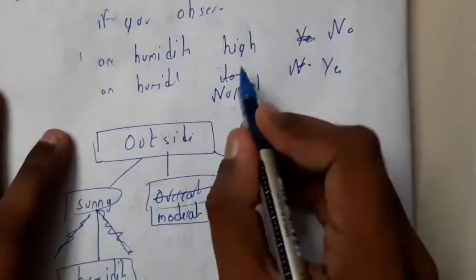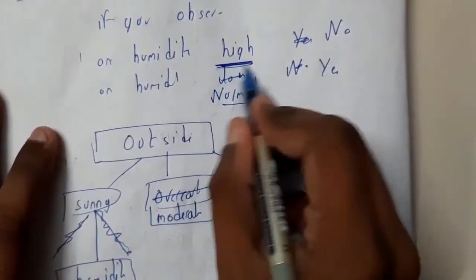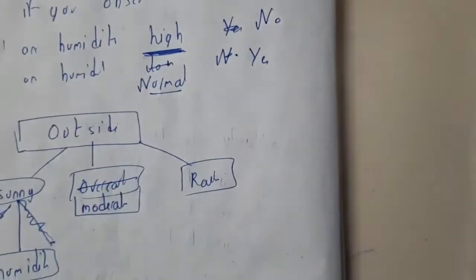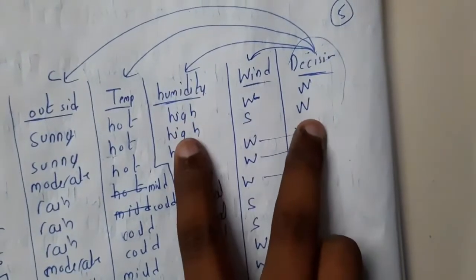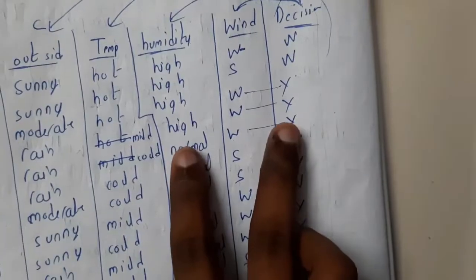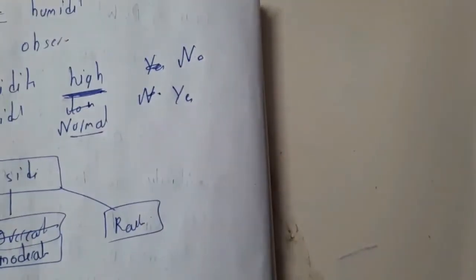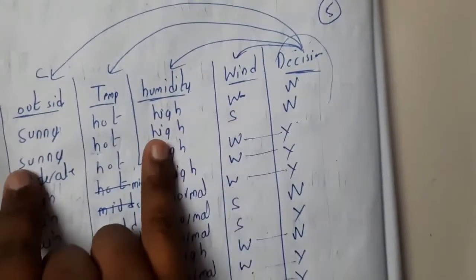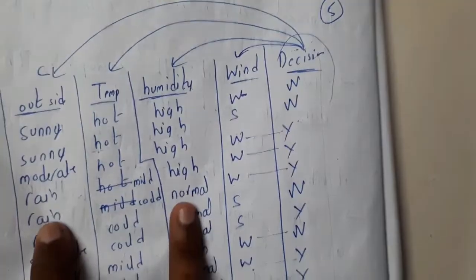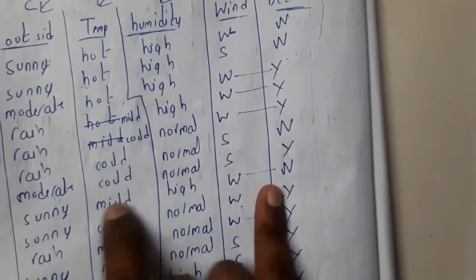So if you check for humidity, whenever there is high, if you observe here, if it is high, it is no. Okay, it should be sunny also. Sunny plus high means no, sunny plus high means no, and so on, all of them no.